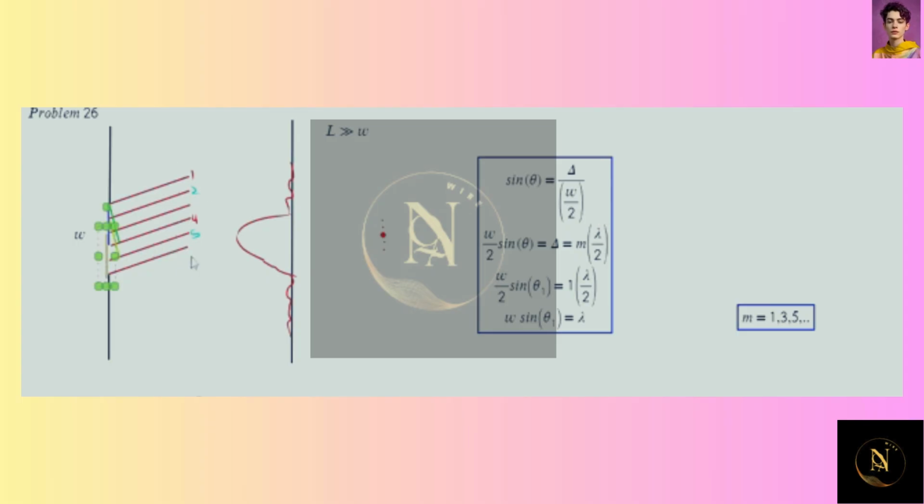So notice you could do the same thing if you did 8 light rays instead of 6. Here we just did 6. But either way, you're going to arrive at the same equation. W sine of theta 1 is equal to lambda. This is the angle for the first order dark fringe for single slit interference.